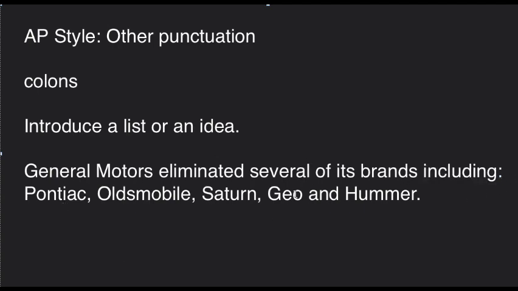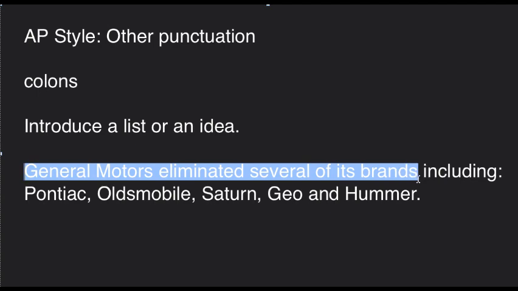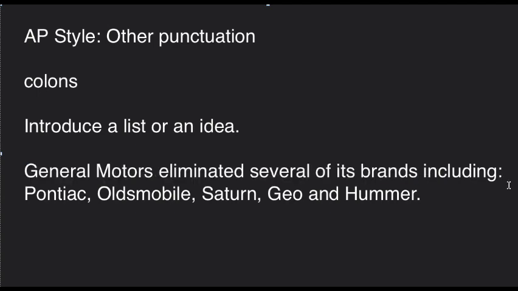Okay, this is only done when the first part would stand alone as a sentence and there's no other word linking the list to that sentence at the beginning. So in this case, we would get rid of that. I would say for the sake of organization, maybe I would put a comma right there. But anyway, that's how you would not use a colon in that situation.